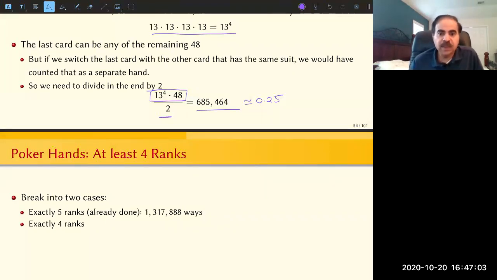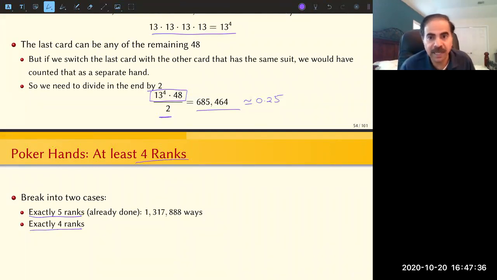Sometimes you have a problem where it's not immediately obvious how to solve the problem directly, and in those cases we may need to break them down into disjoint subcases. So for instance, if you say at least 4 ranks, then we can divide that into exactly 4 ranks and exactly 5 ranks, right? We can't have more than 5 ranks because we have only 5 cards in our hand.